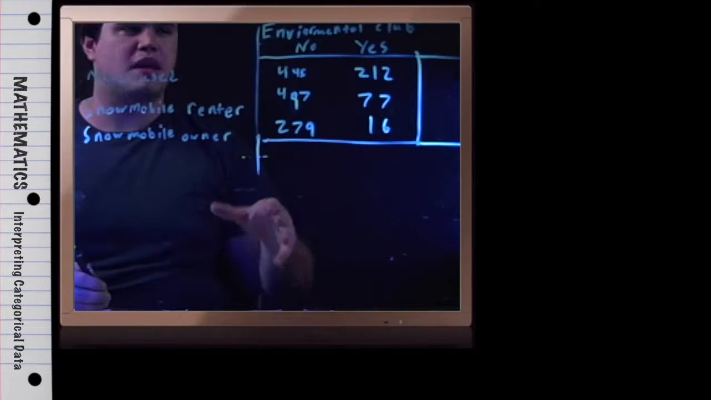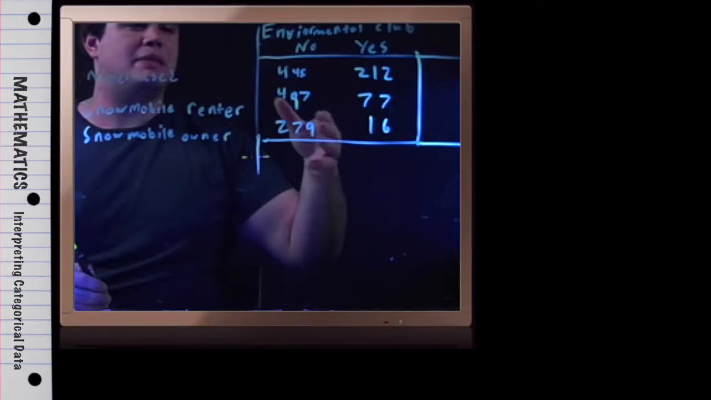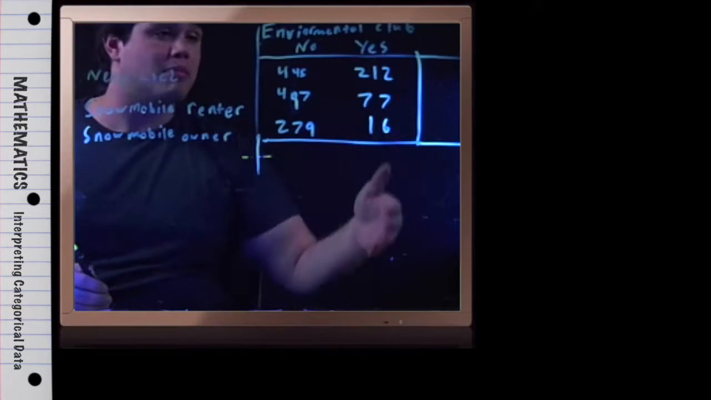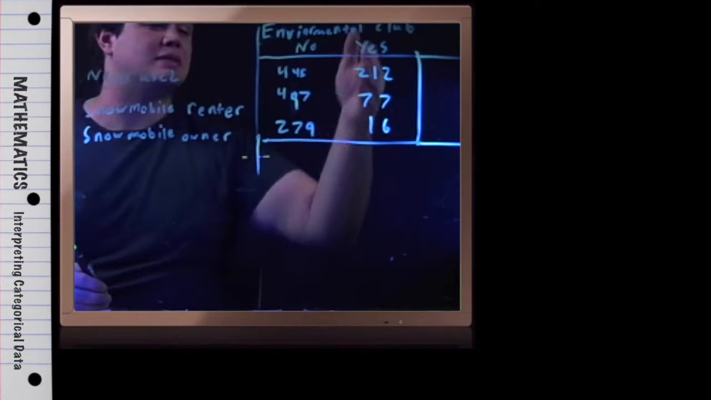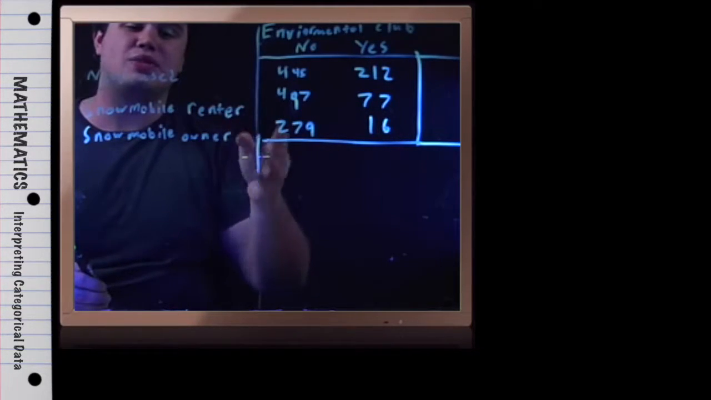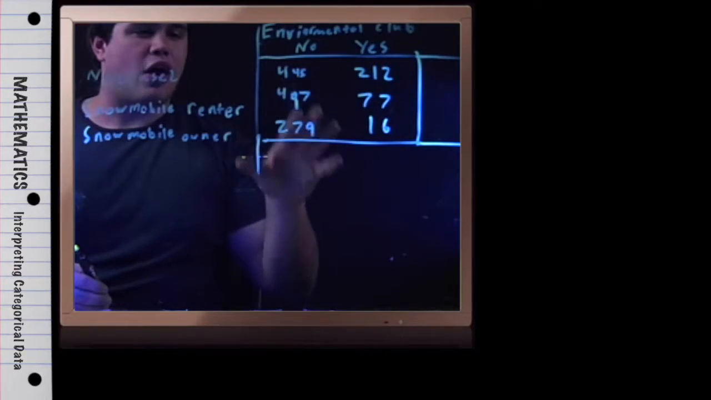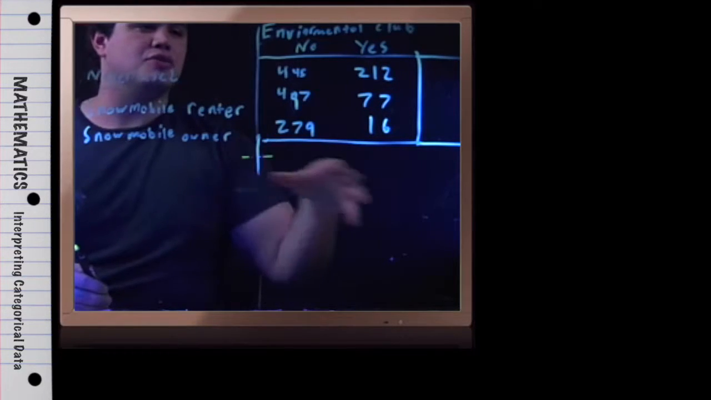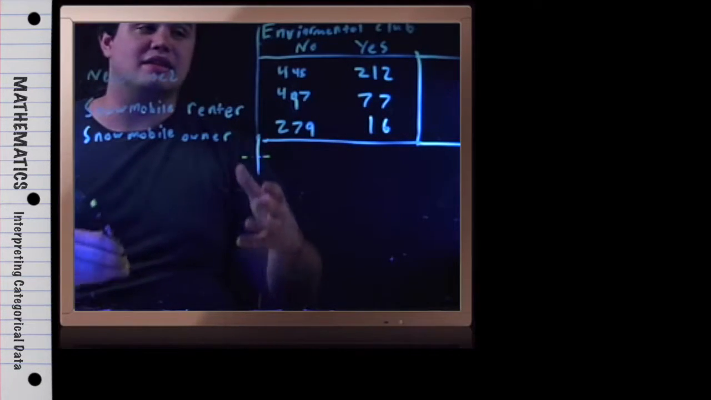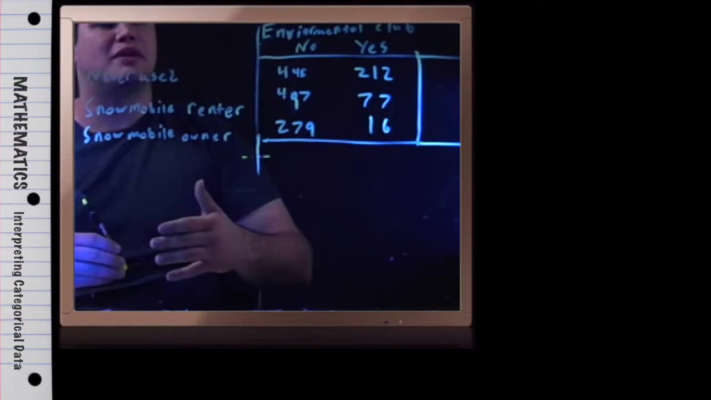in the situation. So in this example, we're looking at the environmental club, and we're looking at people who are either not members or members of the environmental club, specified as being no or yes, and then whether or not they've ever used, rented, or owned a snowmobile. So the big overarching question here is, are these two values dependent? Meaning, does the evidence of one existing have any kind of impact on the other one existing?